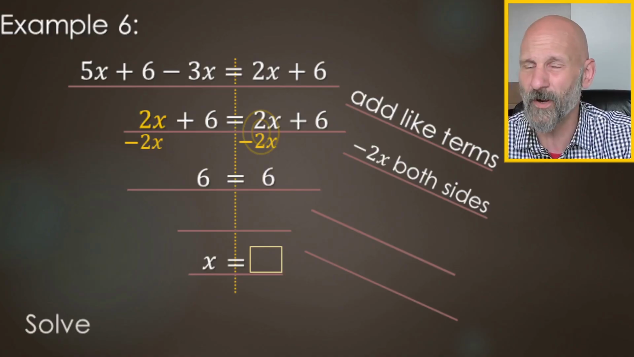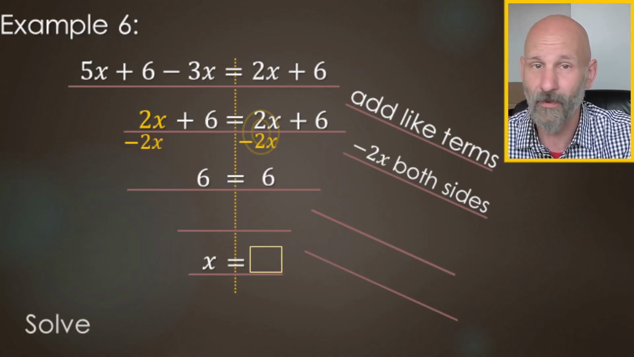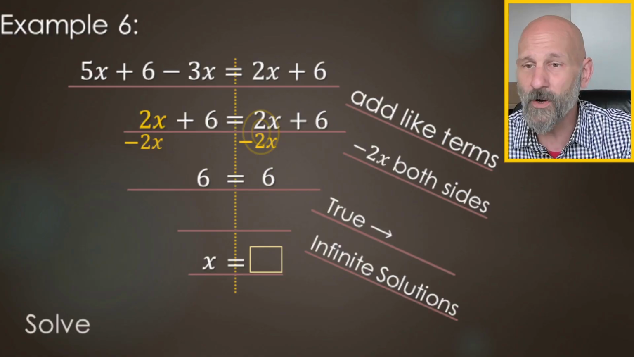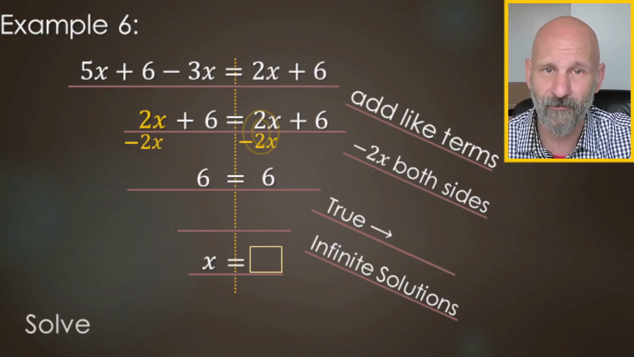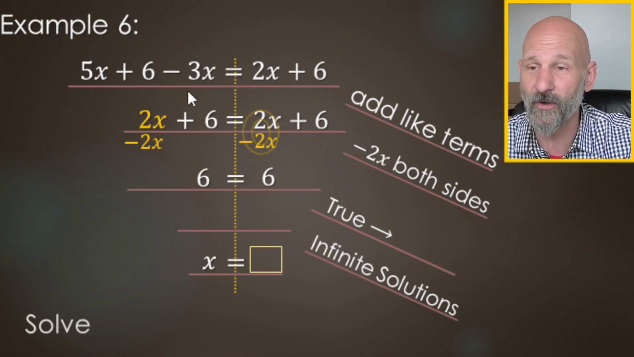Now, on the last one, we had like 12 equals negative 5. Here we have 6 equals 6. Well, that's true. Always. It doesn't change, in real numbers, 6 always equals 6, which basically means any value of x will be a solution for this equation up here at the top.